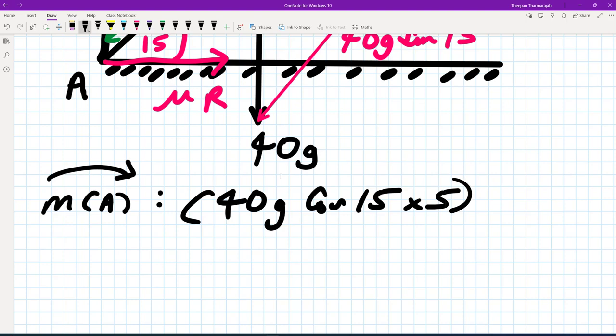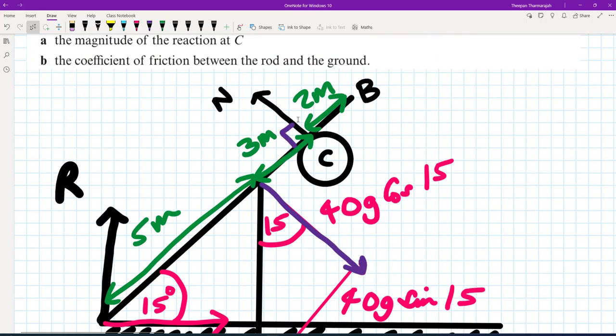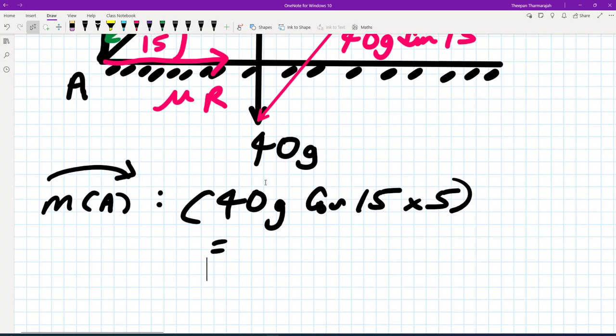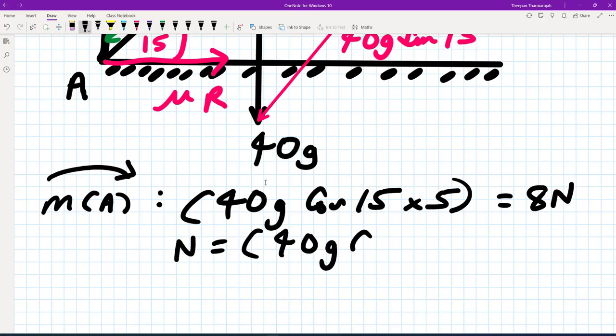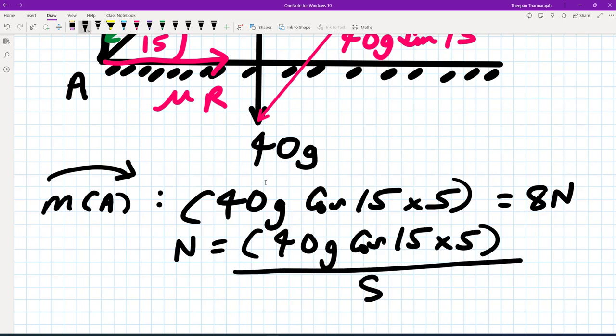Now that must be equal to the anti-clockwise moments. Well, the anti-clockwise moment is going to be N, so that's perpendicular to the rod, so that's going to be N times 8, so equals 8N, so I can write that here, equals 8N. So therefore N is simply 40G cos 15 times 5, all divided by 8.